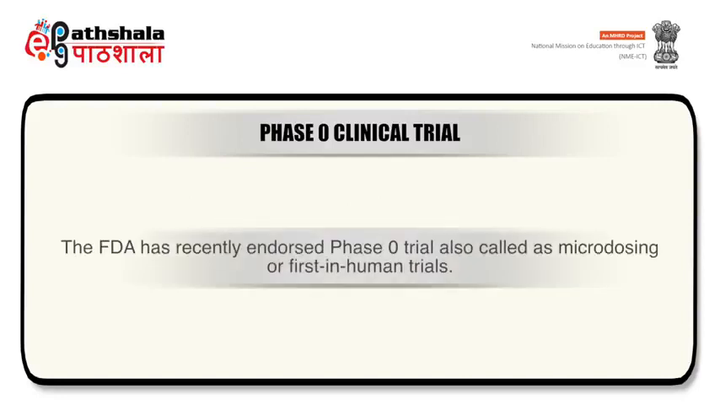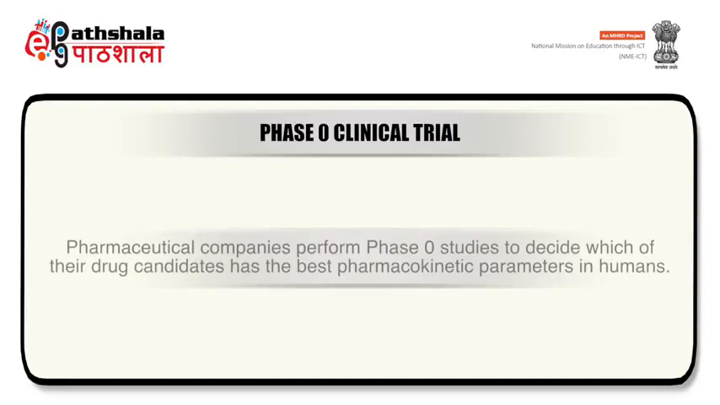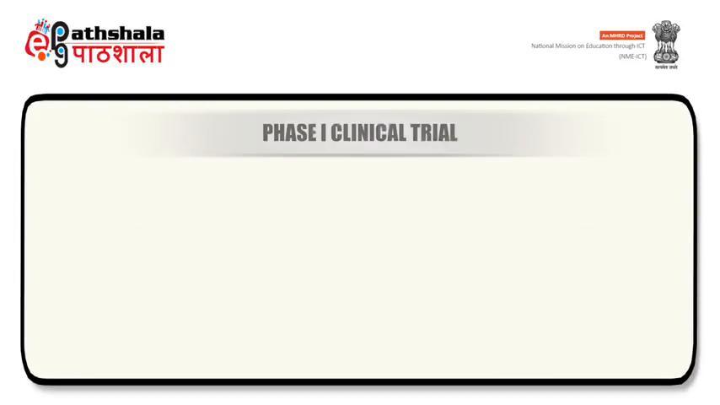The FDA has recently endorsed the Phase 0 trial, also called microdosing or first-in-human trials. In these trials, a single subtherapeutic dose is given to 10 to 15 human volunteers to quickly weed out drug candidates that are metabolically or biologically ineffective. Pharmaceutical companies perform Phase 0 studies to decide which of their drug candidates has the best pharmacokinetic parameters in humans. After successful Phase 0 clinical trials, Phase 1 clinical trials are performed.